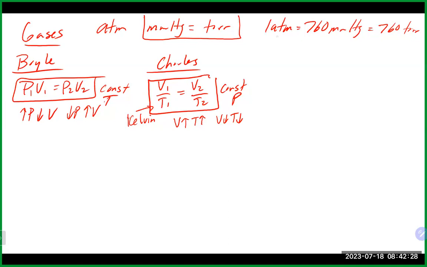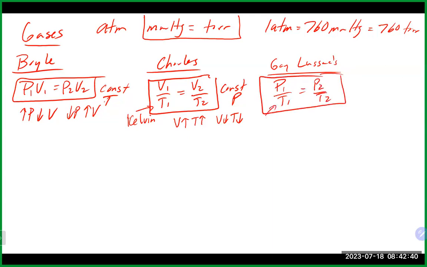On the same vein is Gay-Lussac's law. And that is P1 over T1 equals P2 over T2. And once again here, temperature does need to be in Kelvin. And this is at constant volume. So the difference between the two is also what we talked about, because in this situation we have a rigid volume, it does not move.